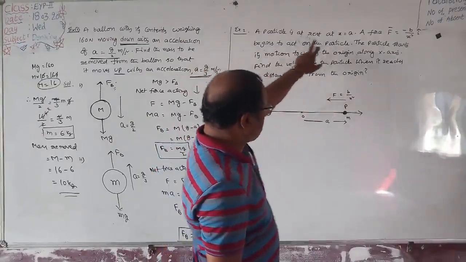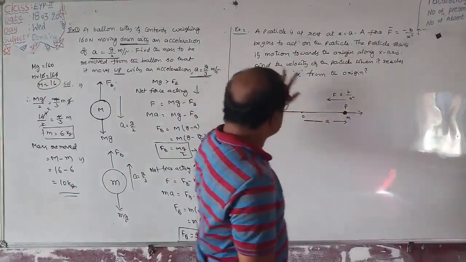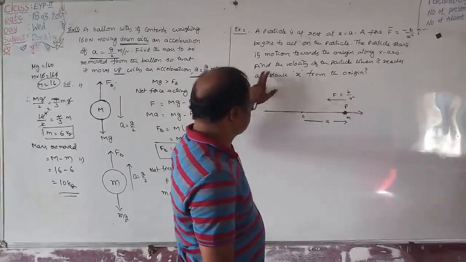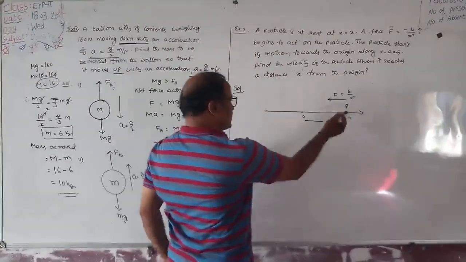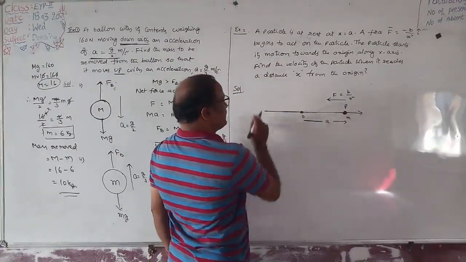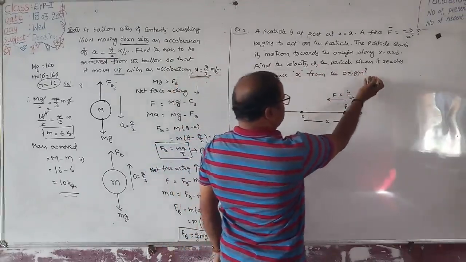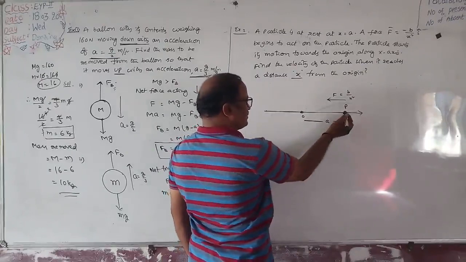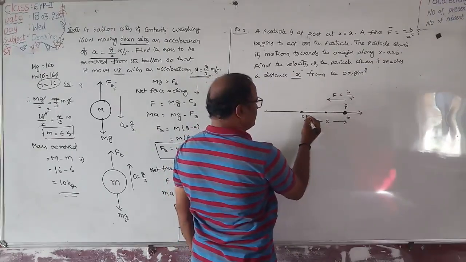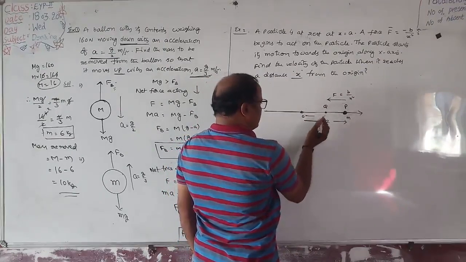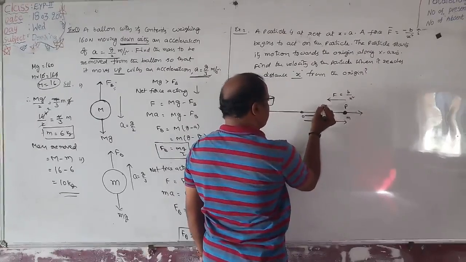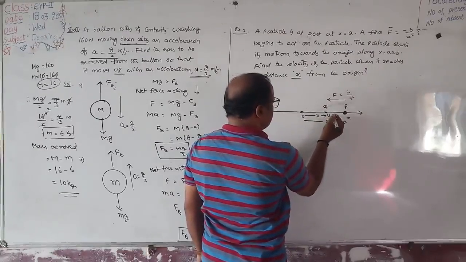The force begins to act on the particle. The particle starts its motion towards the origin along the x-axis. Find the velocity of the particle when it reaches a distance x from the origin. Suppose it starts here, and at point Q the distance from the origin is x. We will find the value of the velocity of the particle at this point.